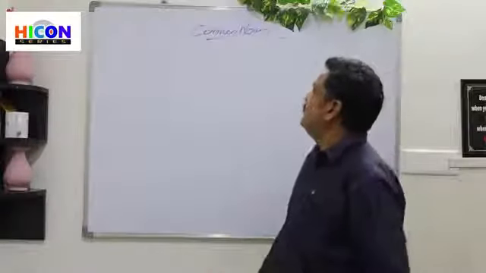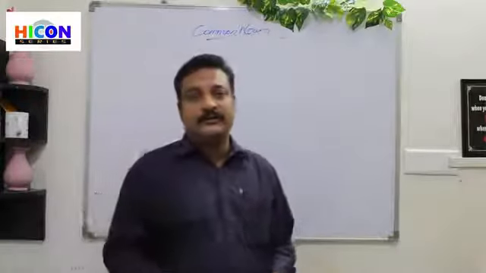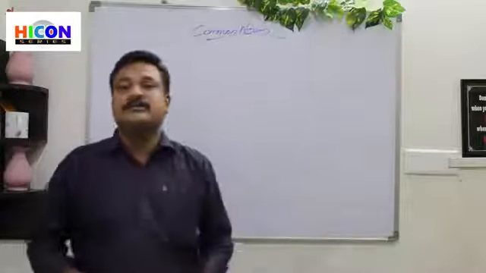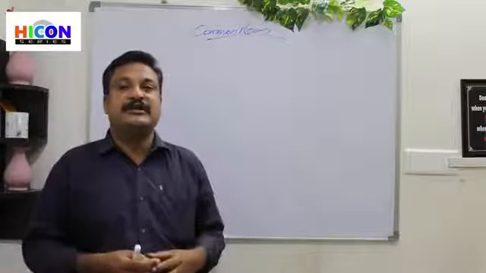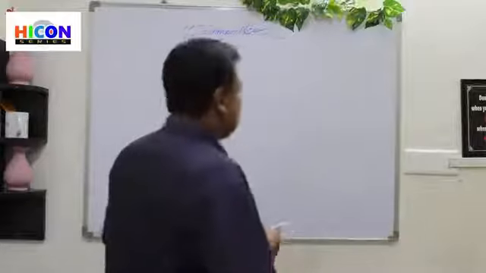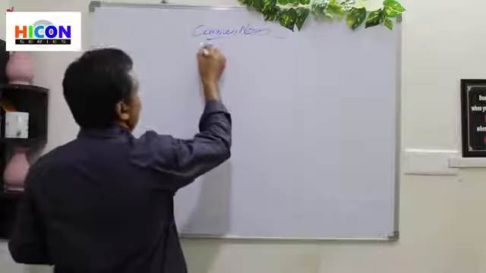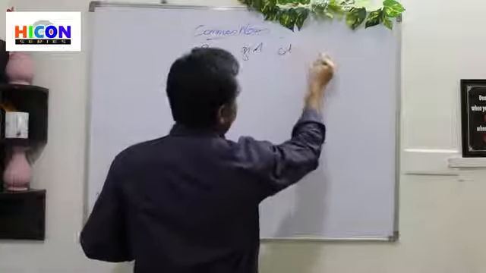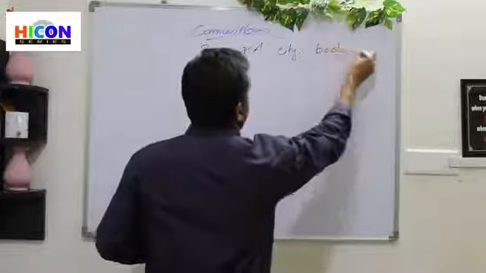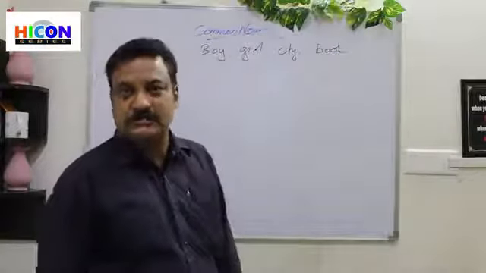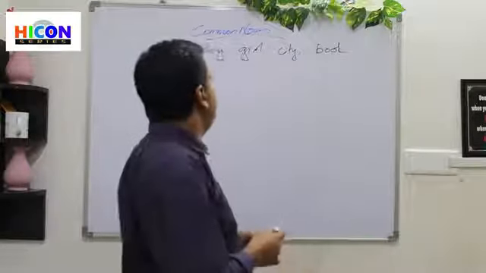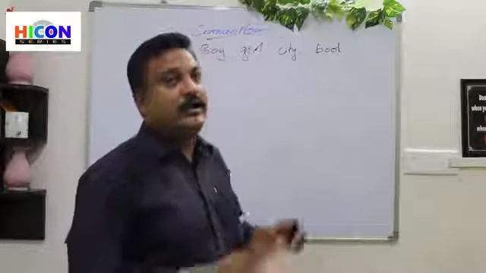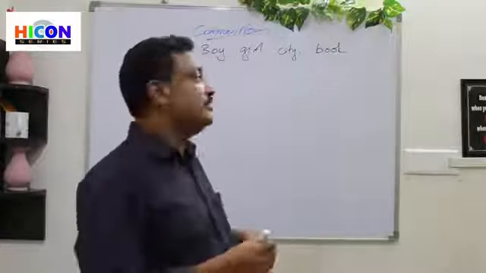So children, we have seen the different types of nouns, and in that we had this thing called a common noun. Okay, so what do you mean by common noun? A common noun is a word which denotes a name of a person, place, or a thing in common. Like the examples what we have seen is a boy or a girl, or we can say city or a book. So these words are examples for a common noun. Now we use an article a or an before a common noun.